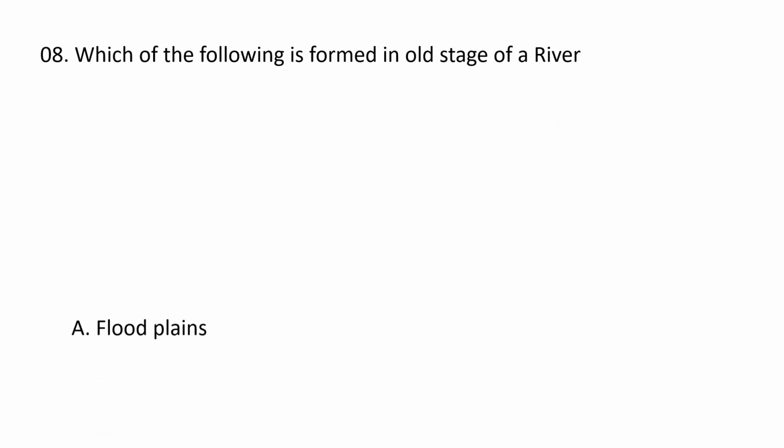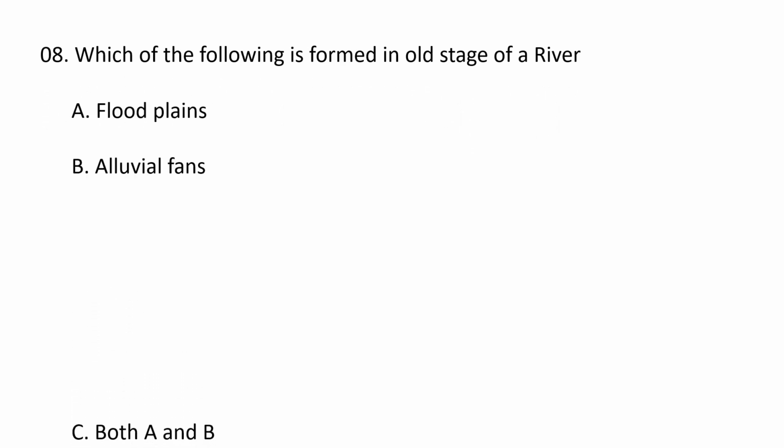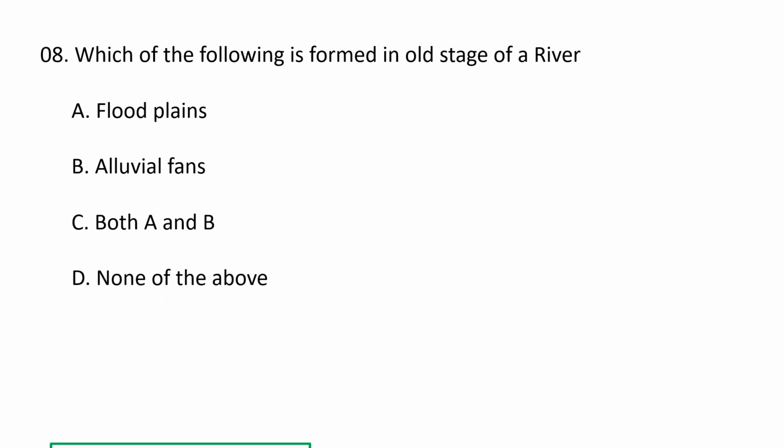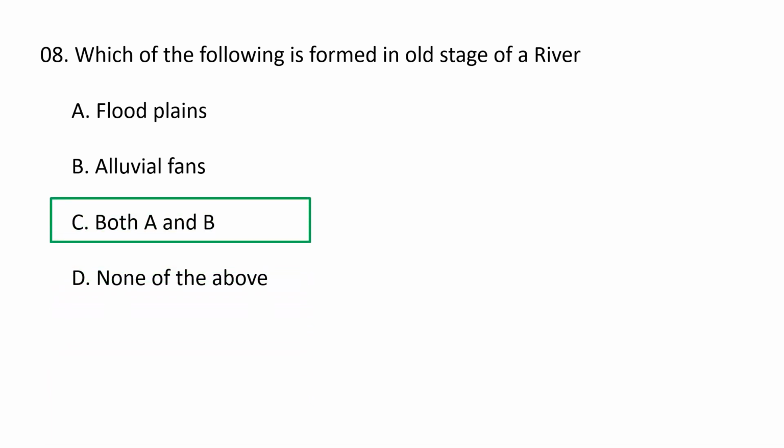Next question. Which of the following is formed in an old stage of a river? A. Floodplains, B. Alluvial fans, C. Both A and B, floodplains and alluvial fans, and D. None of the above. So the correct option is C. Both A and B. So the floodplains and the alluvial fans are developed during an old stage of a river.